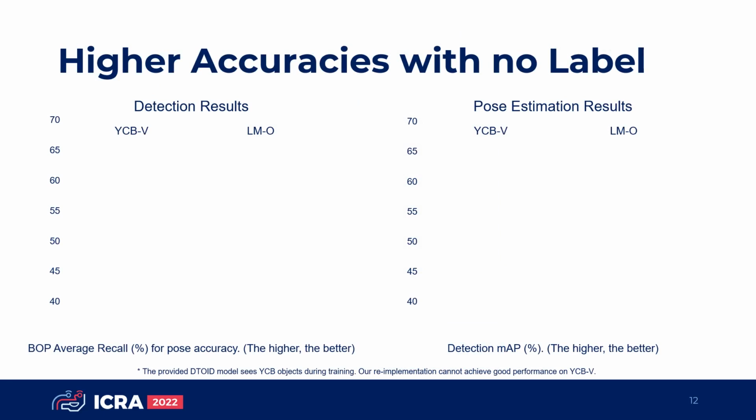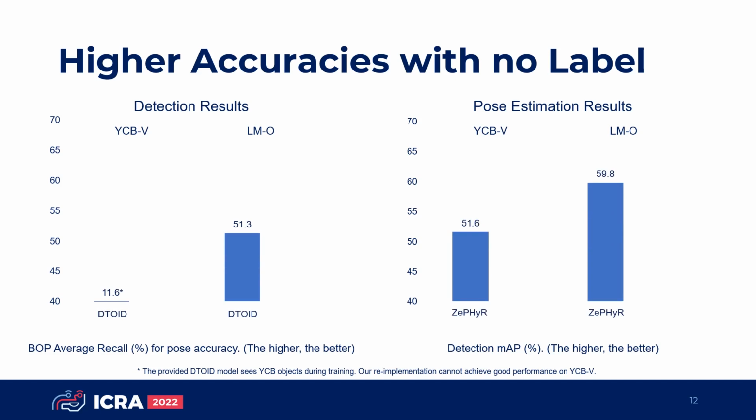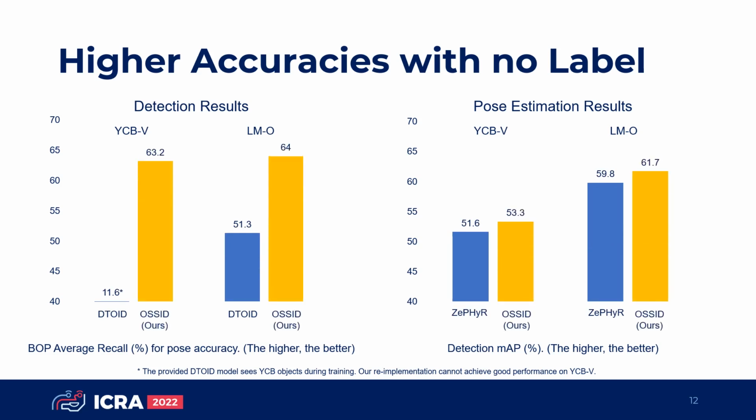We tested our method on two challenging datasets, LineMOD Occlusion and YCB-Video. First, we show the performance of the baseline zero-shot methods, DTOID and Zephyr, on detection and pose estimation respectively. Our online self-supervised pipeline drastically outperforms the baselines in detection and achieves a slight improvement on pose estimation. As a reminder, all objects tested are not seen during training.